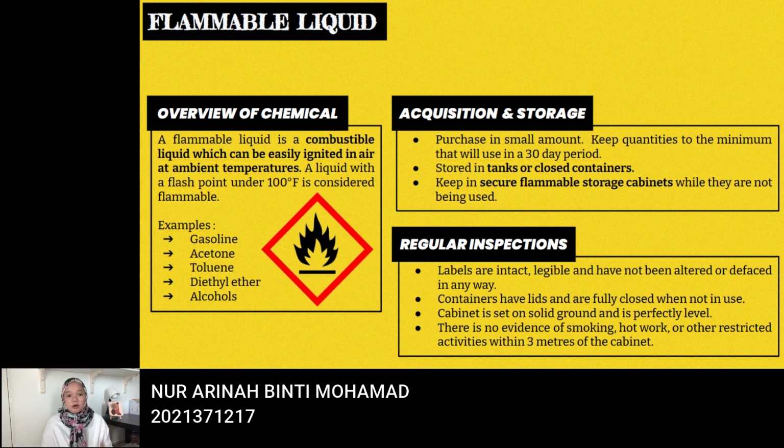Safety cabinets and all hazard control measures must be regularly inspected, reviewed, and maintained to meet the requirements. Make sure that the labels are intact, legible, and have not been altered or defaced in any way. Also, containers must have lids and be fully closed when not in use. Next, the cabinet must be set on solid ground and be perfectly level so it won't fall down. Lastly, there must be no evidence of smoking, hot work, or other restricted activities within 3 meters of the cabinet.